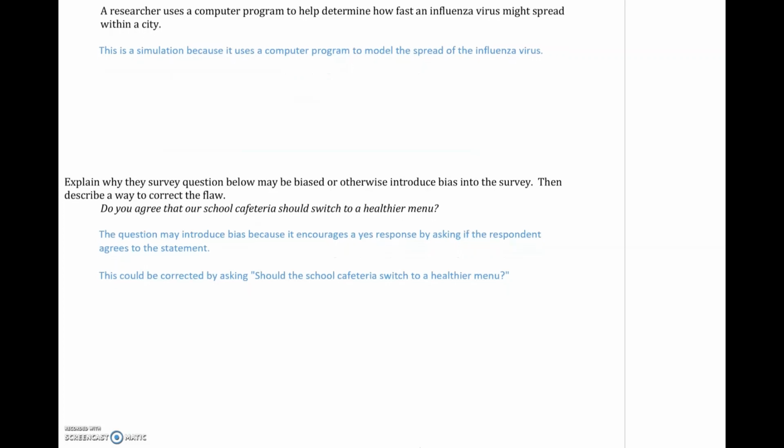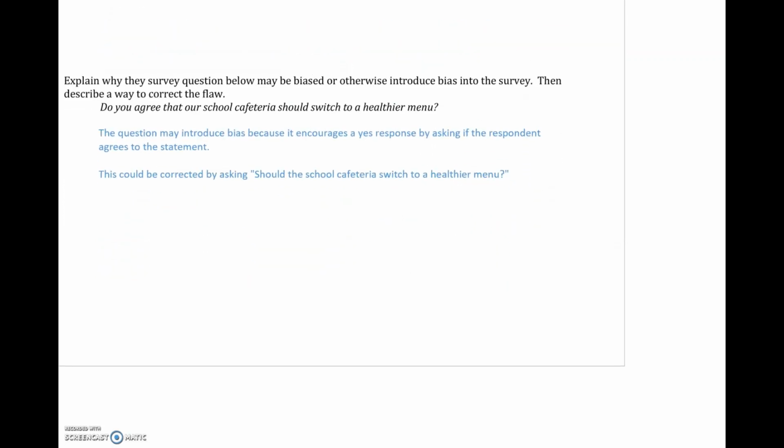And then finally, last one, read that question carefully. If we're asking, do you agree that our school cafeteria should switch to a healthier menu, that's kind of leading people to say yes, because you're asking, do you agree, which means you're assuming they agree. Or that may sound like the assumption. So that could lead people to say yes when they may not actually believe that. So you want to reword that and perhaps correct it, and ask, should the school switch to a healthier menu? And then you can say yes or no, why or why not. And then it's not as leading, and that could be a slightly less biased question.